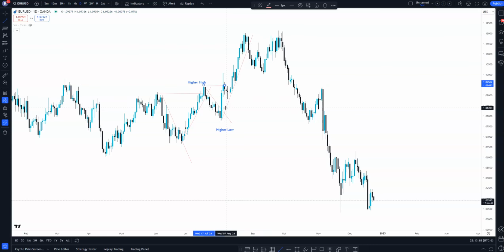So then we get this move up. So the point where this trend line breaks is going to be where the higher high stops. So then this would be a higher high. Then we're looking for a trend line to go lower. So we get our break there.